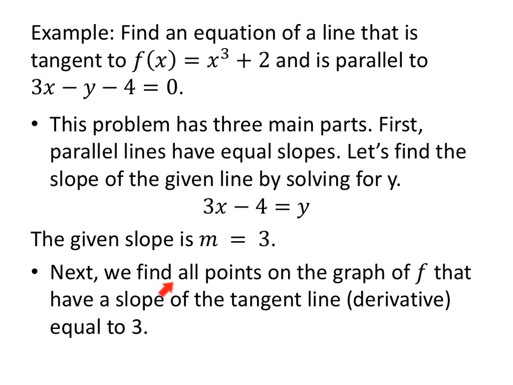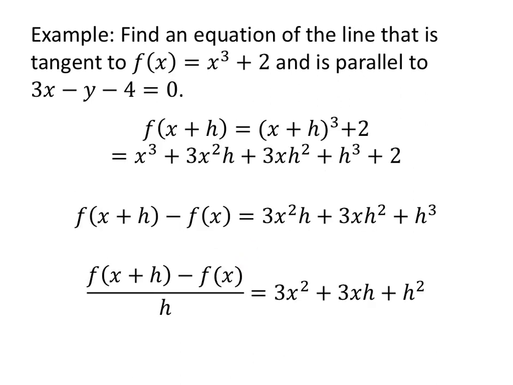Our next step, we want to find all points on our graph that have a slope of a tangent line, aka derivative, that's equal to 3. So I'm going to find the general derivative. f of x plus h equals x plus h all cubed plus 2. And when you multiply that out, if you're familiar with Pascal's triangle, that'll help you. x cubed plus 3x squared h plus 3xh squared plus h cubed. Don't forget your plus 2.